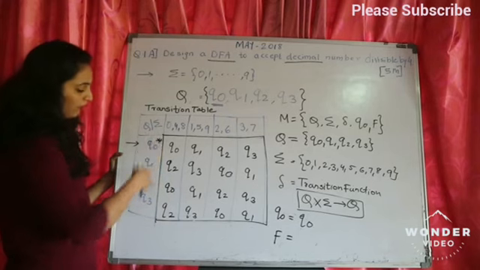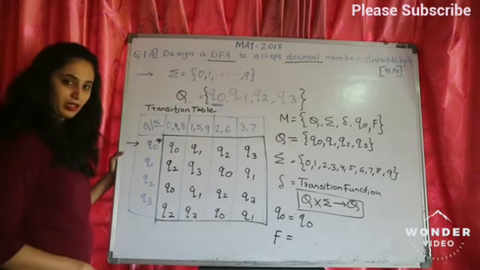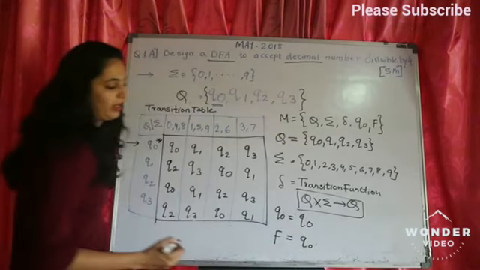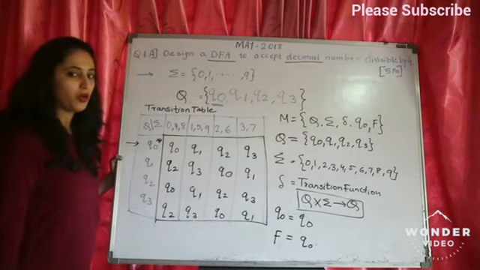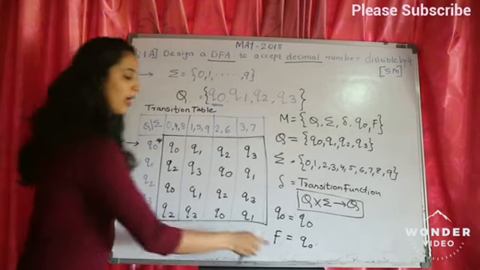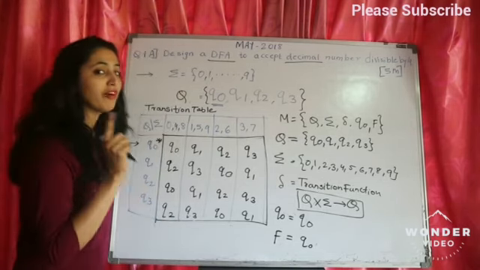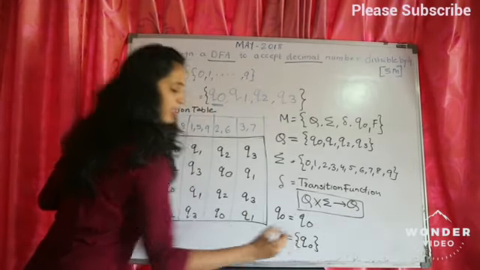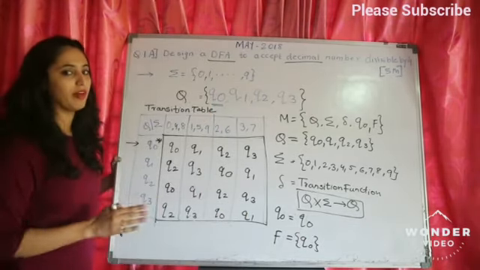Here the final state is indicated by an asterisk mark. Though we have only one over here, we will write down Q0 as a final state. But writing it like this will be wrong, because capital F indicates a set of final states. That means we should write this in a set, even though it is one or more than one.